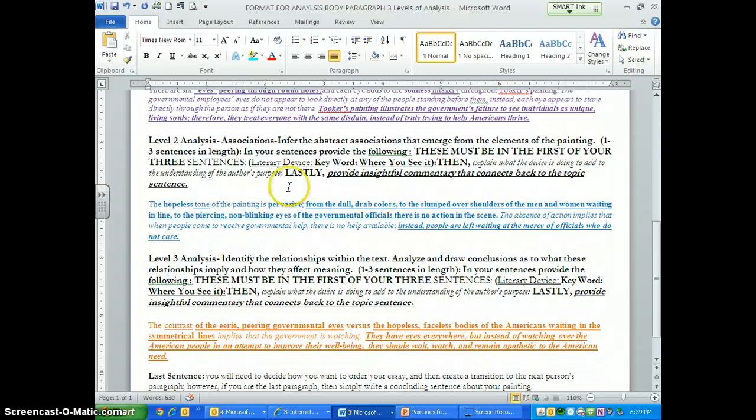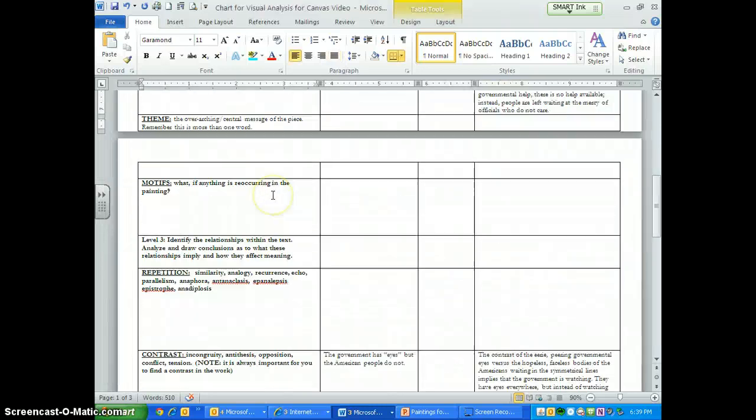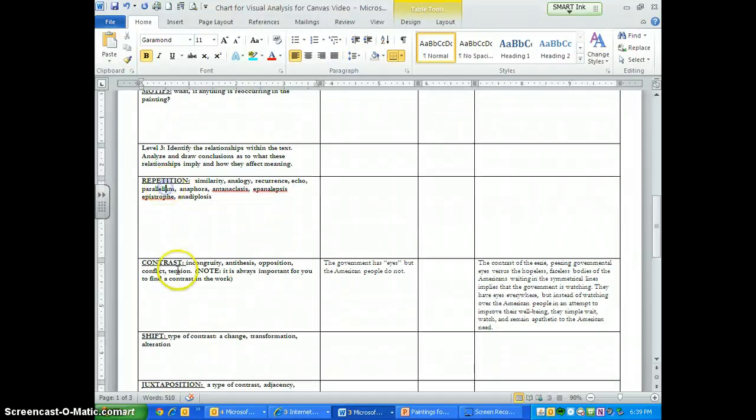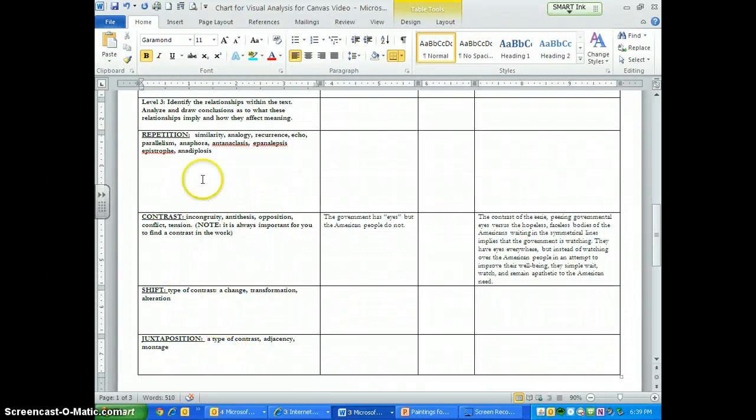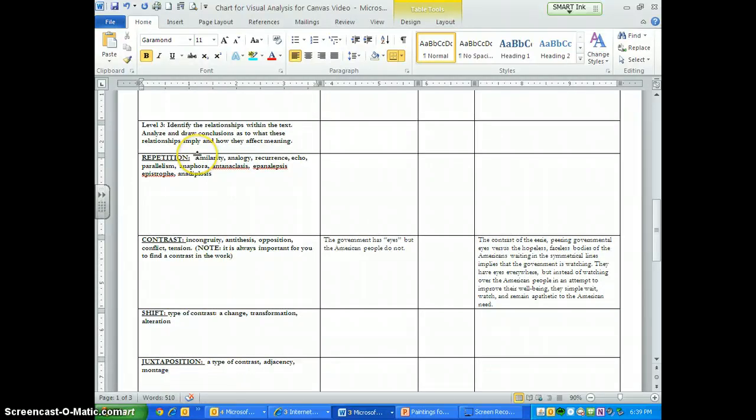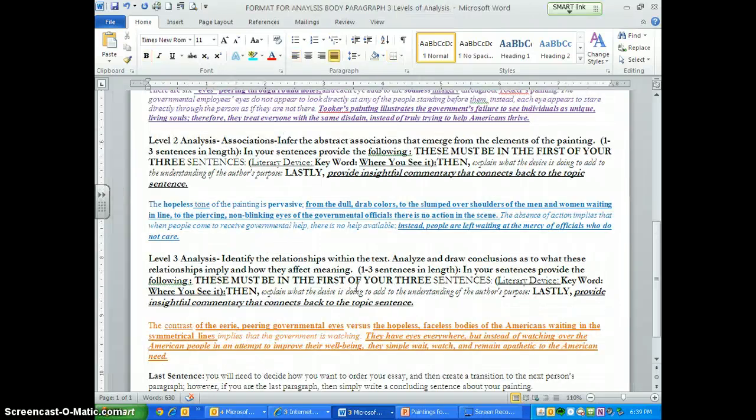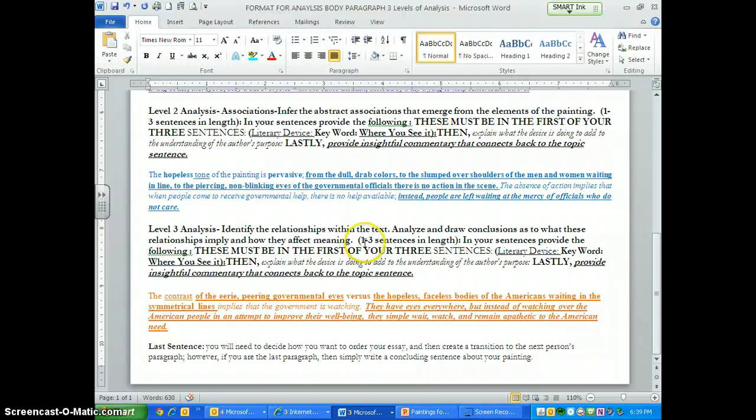All right, the last one, level 3. If you go back to your chart and you look at level 3, you've got repetition, contrast, shift, and juxtaposition. They're all awesome choices. I went with contrast because I thought the eyes versus the bodies and the face, like you couldn't see the Americans' faces, you could see the government's face. I thought that was going to be a stronger argument for what I was trying to say. Again, you can do this in 1 to 3 sentences. It appears as though I did it in 2.